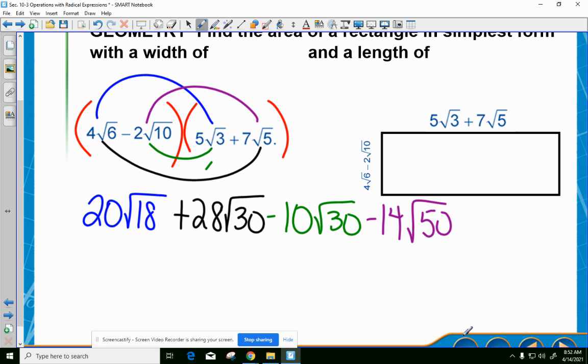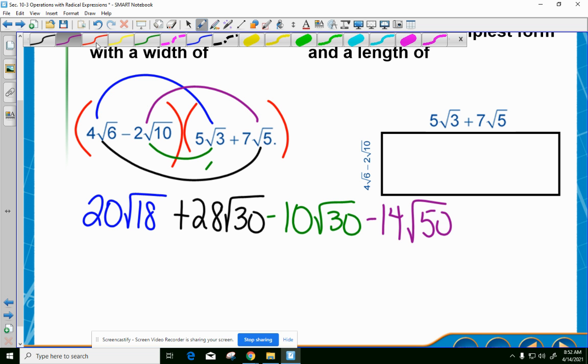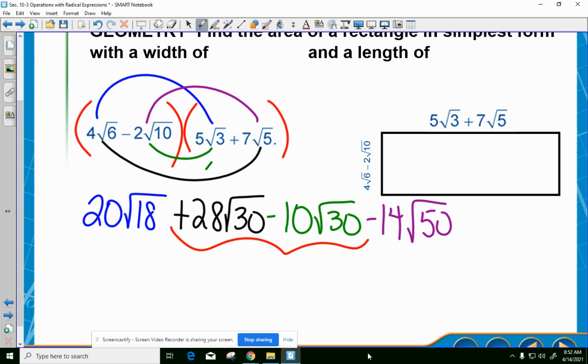Now 30? No. What things get you to 30? 6 and 5. Neither one of those are perfect squares. What else? 10 and 3. Not perfect squares. That actually works out in my favor because these two are like terms. I'd like to put those two together without messing it up.